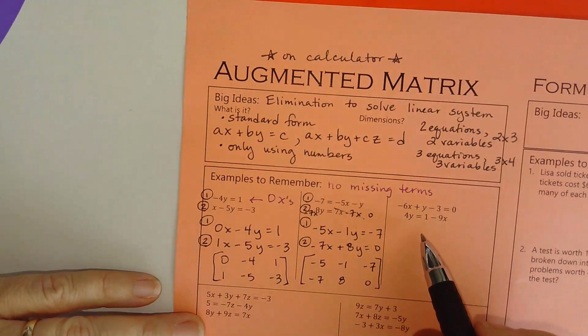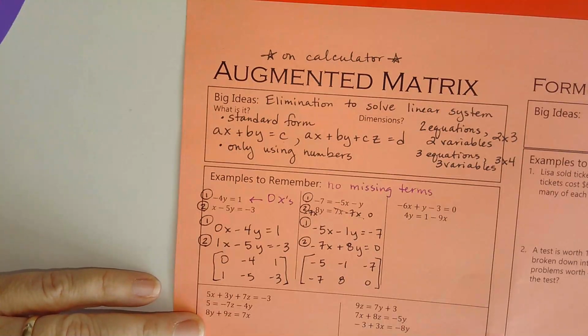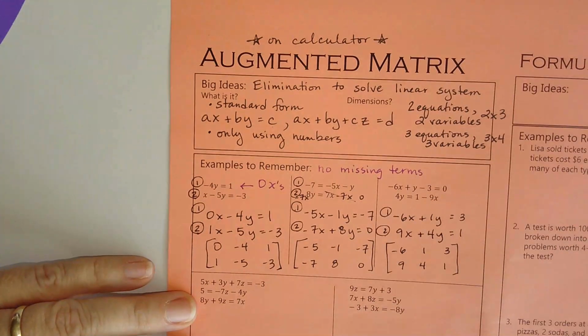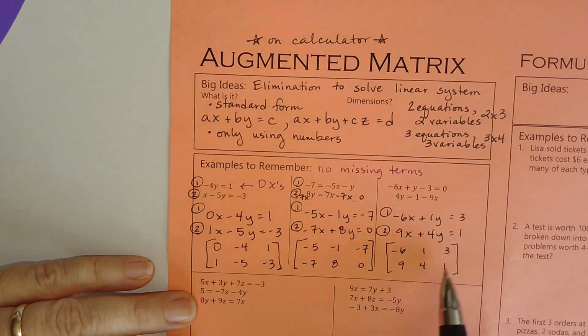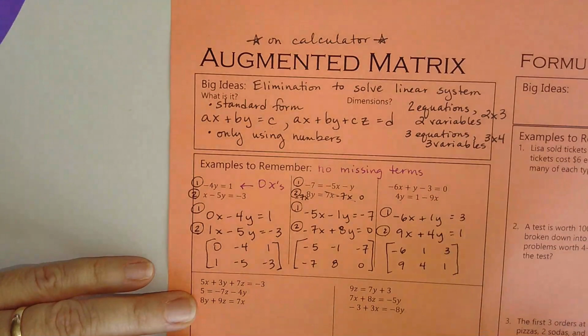This last system is not in standard form. Hit pause, write it in standard form, write the system as a matrix, and then turn your video back on so that you can check yourself. I finished rewriting my equations in standard form and I wrote it as a matrix. Each of these examples I would list as a 2 by 3 matrix because there are 2 equations, so I have 2 rows, and I have 3 columns of numbers. So each of these is a 2 by 3.